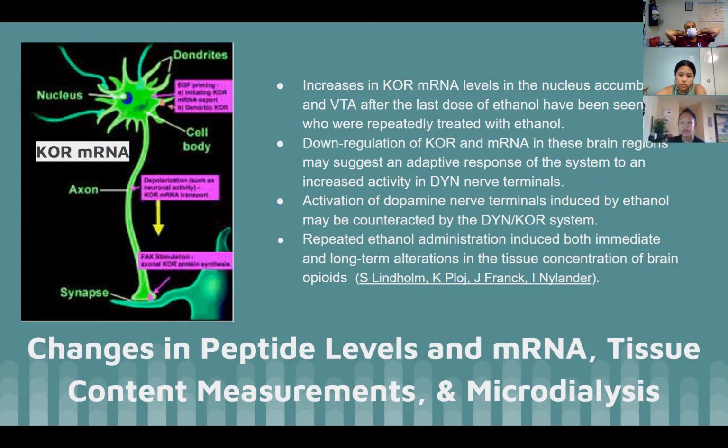As such, repeated ethanol administration induced both immediate and long-term alterations in the tissue concentration of brain opioids. The dynorphin B levels were significantly elevated in the nucleus accumbens 30 minutes and 21 days after the last dose, as seen from analysis conducted from the results from experiments held in this paper, which suggests that repeated exposure to ethanol may lead to long-lasting alterations in the turnover of dynorphin in this brain region.